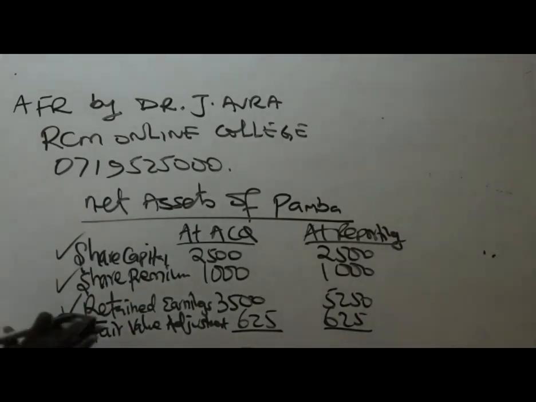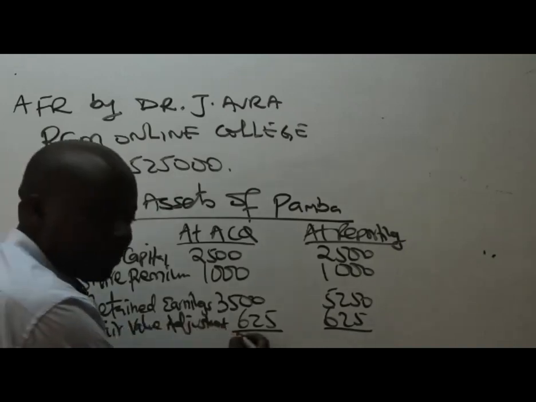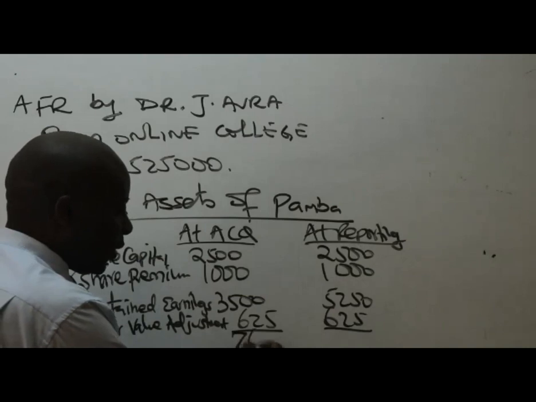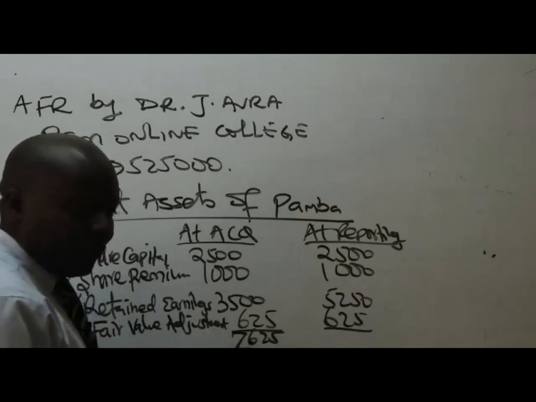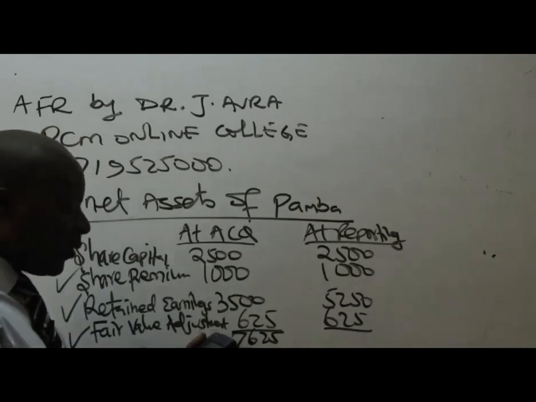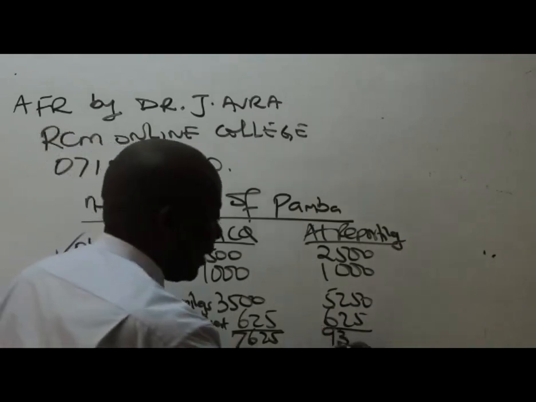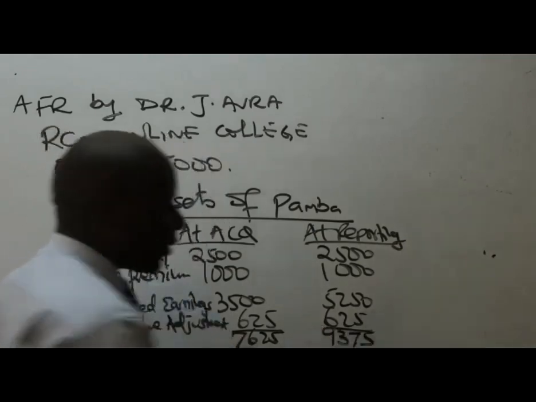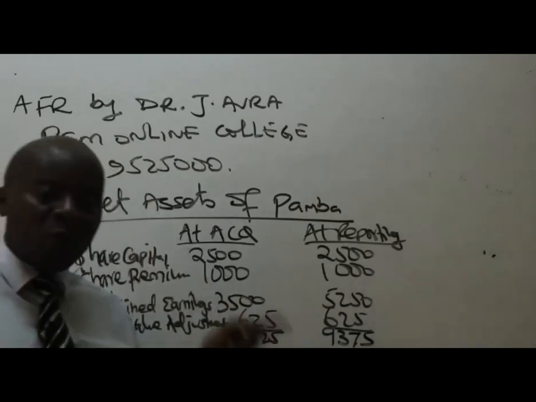So I'll get my calculator, talk of 2,500 plus 1,000 plus 3,500 plus 625, which gives me 7,625. How about net assets at reporting? So we have 2,500 there, plus 1,000 there, plus 5,250, plus 625, which will give me 9,375. Now, ladies and gentlemen, I would want to make my work easier.